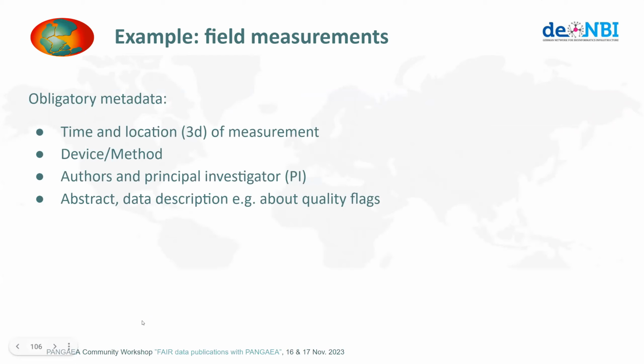So there is obligatory metadata. So it's the time and the location in 3 dimensions of the measurement. It's to know the device or the method that has been used to acquire the data, the author and the principal investigator, and some description in the abstract, or sometimes there is additional data description, for example, about quality flags.